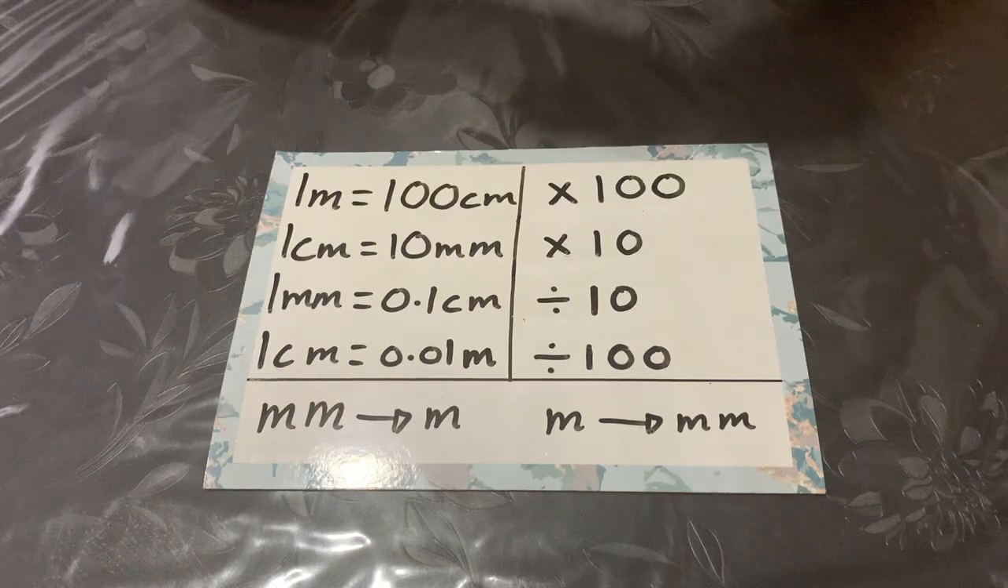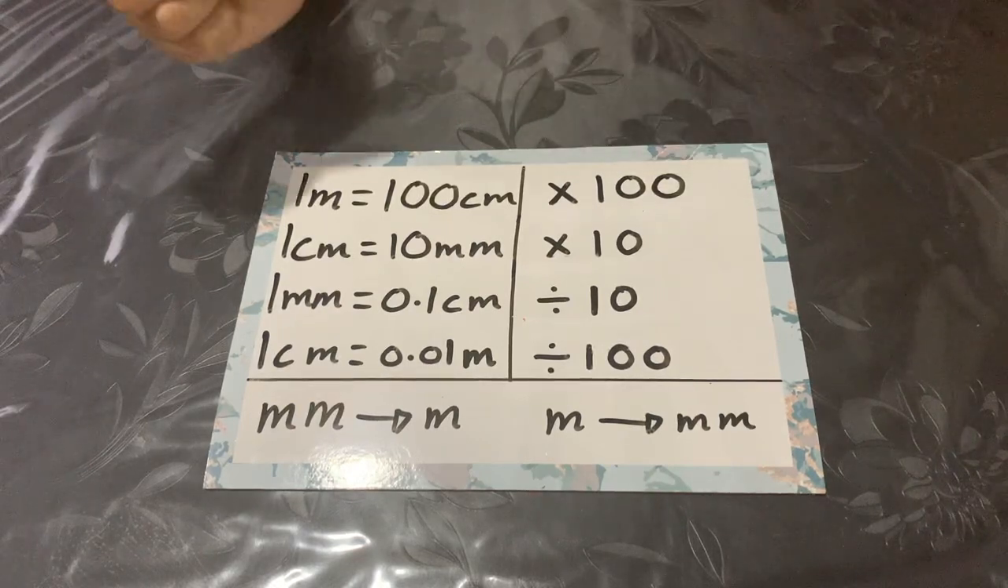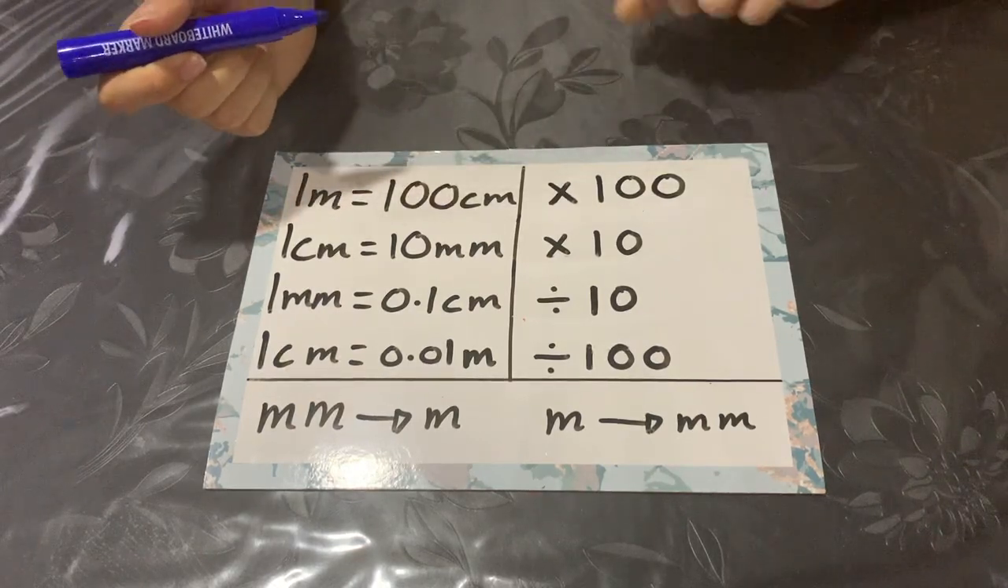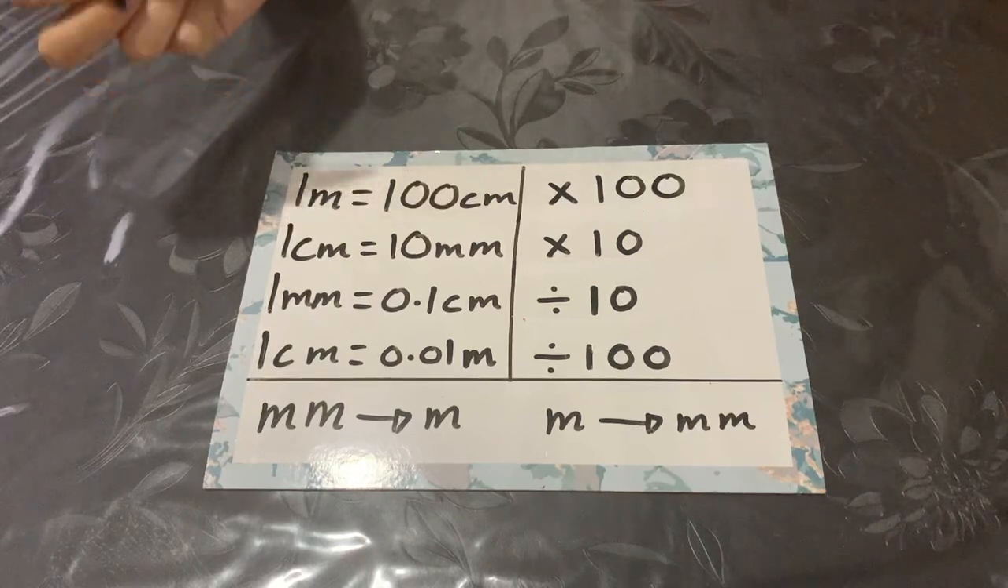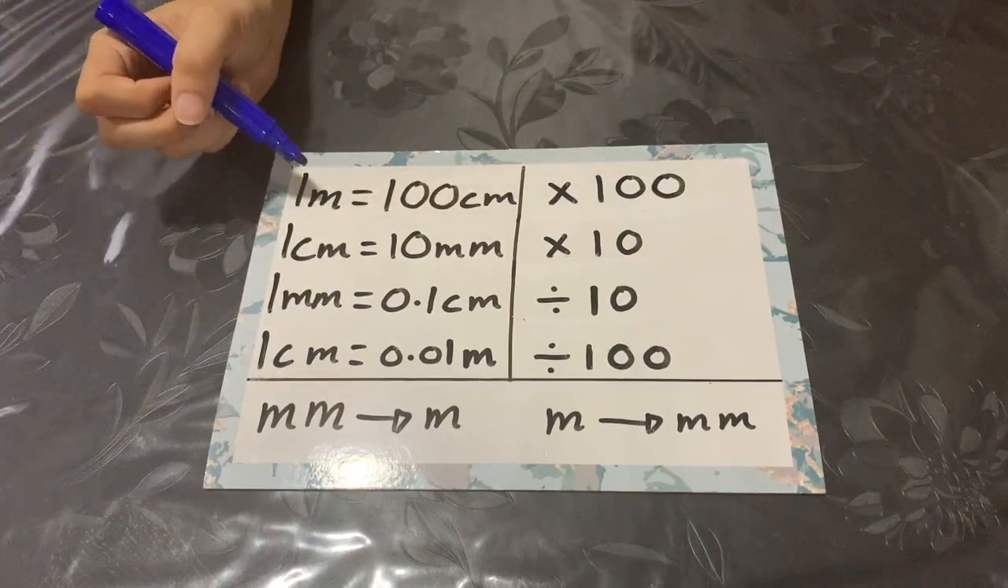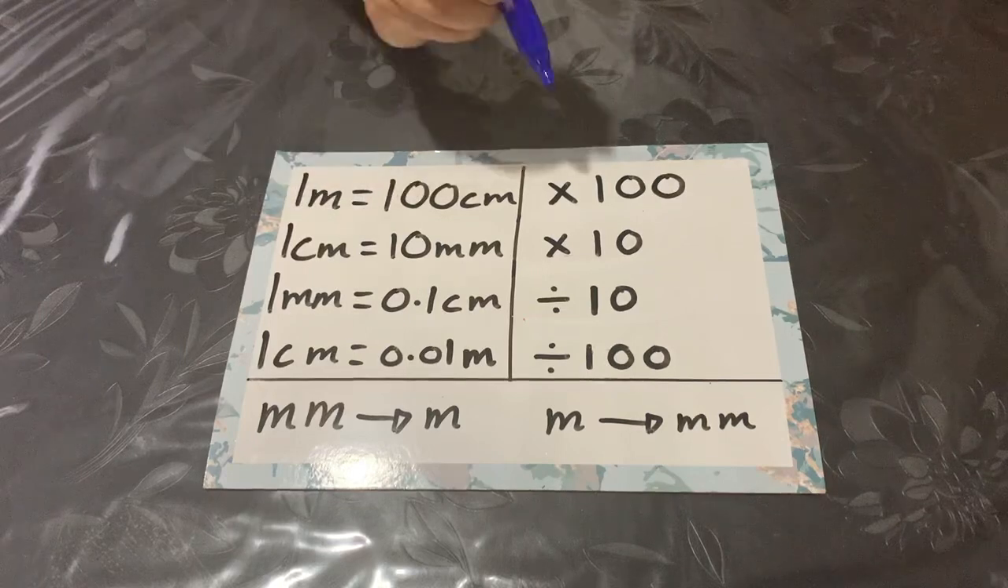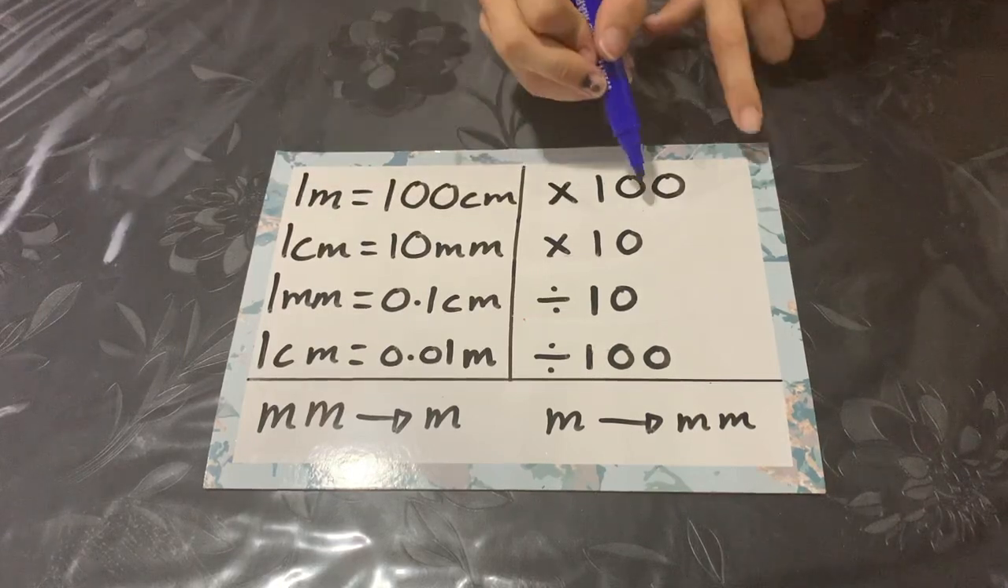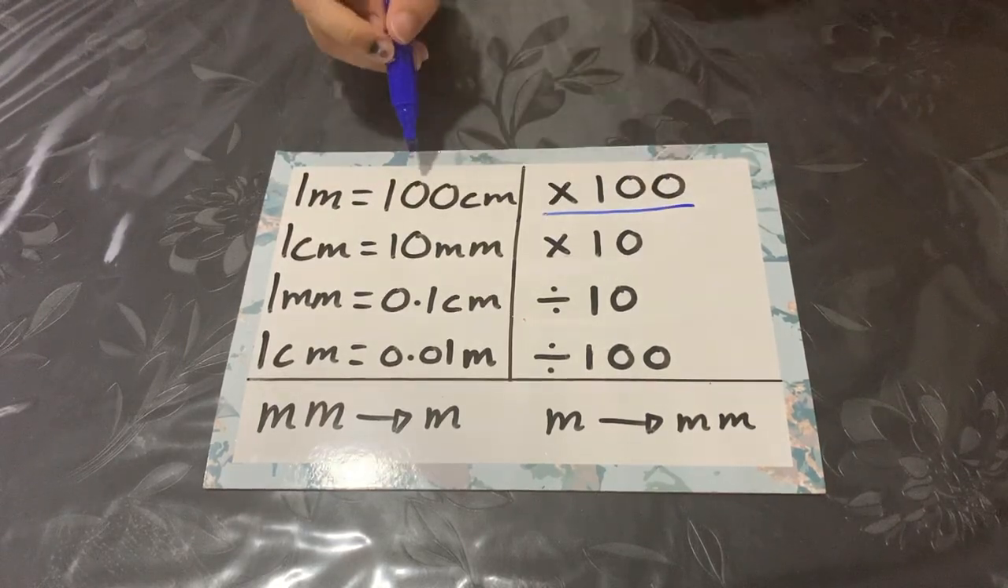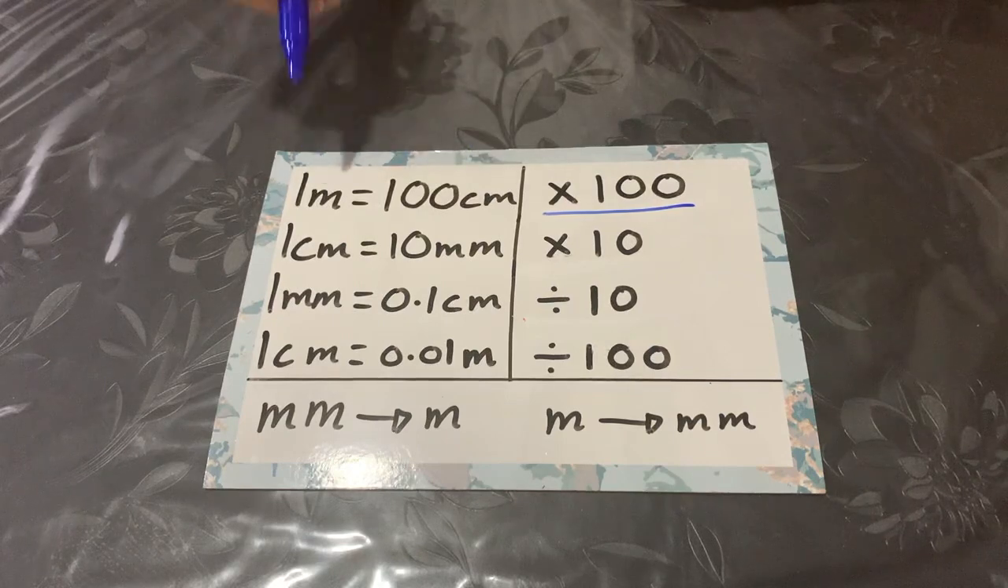Before I show you any questions, I just want to show you how to do some conversion when you're using measurement. So first of all, if you're converting meters into centimeters, you need to times by 100, because there's 100 centimeters in a meter.